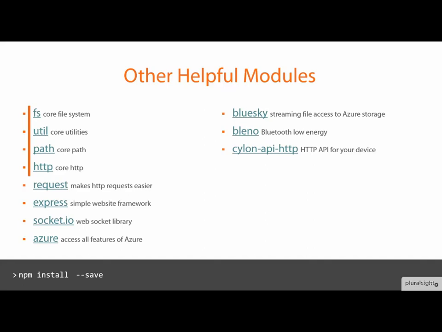Express is a simple website framework. This is the backend to a lot of Node.js websites today. Express is really simple. They call it the unopinionated framework, and you can use it to create some simple routes, whether you're serving pages for humans to look at from your device or serving an API for other components or modules or devices to look at.